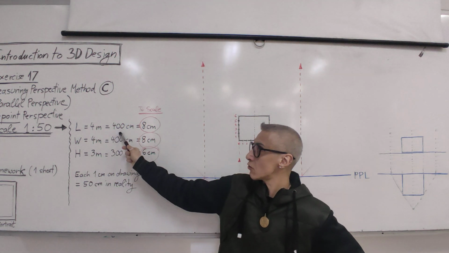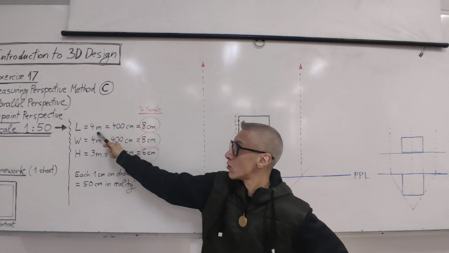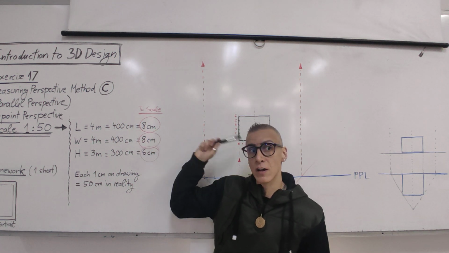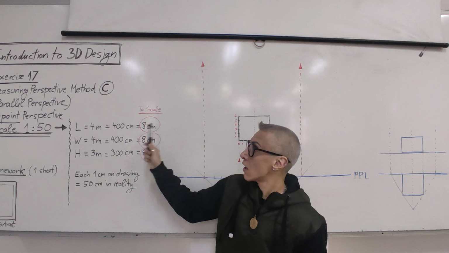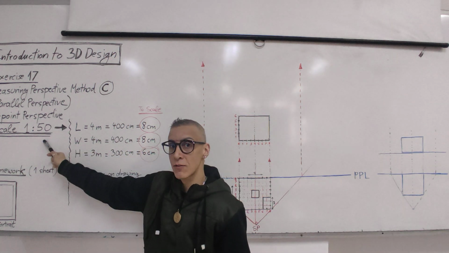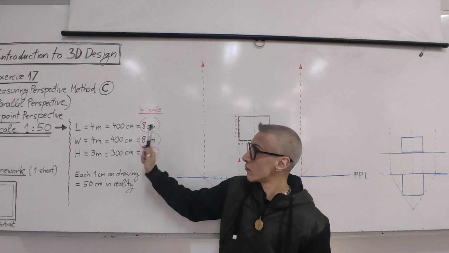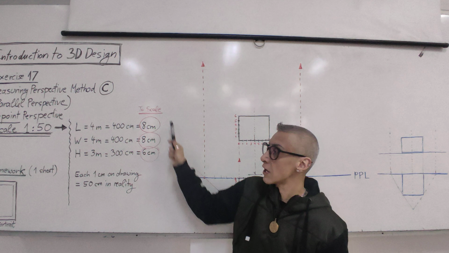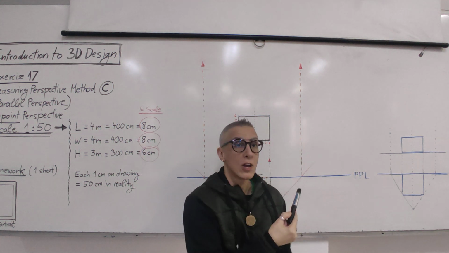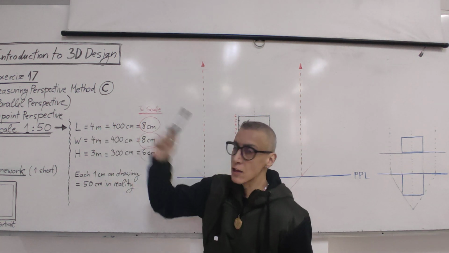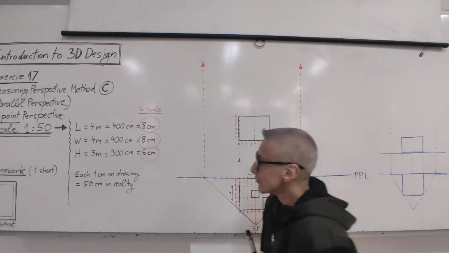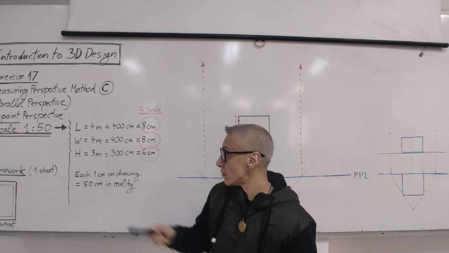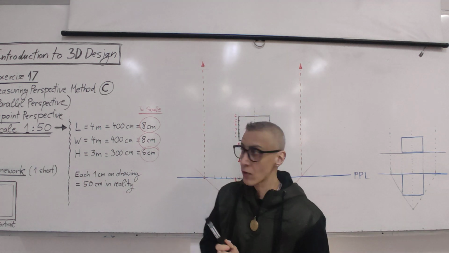Now when we transfer these to centimeters, 4 meters equal 400 centimeters, equal 8 centimeters to scale. So 400 divided by 50, 8. Okay? 300 divided by 50, 6. So these are to scale measurements that we need to put on the paper. Scale 1 to 50. Okay? Each centimeter on our drawing will equal 50 centimeters, or half a meter, in reality.